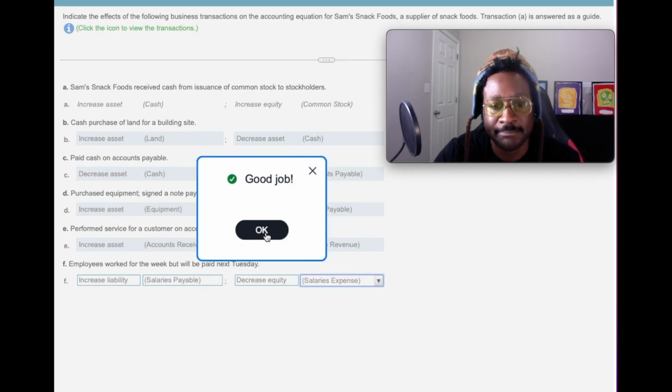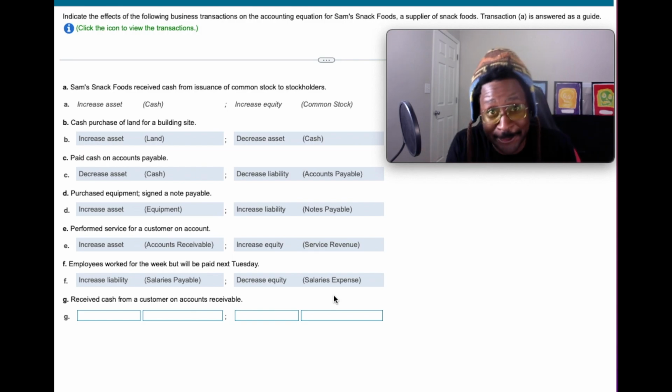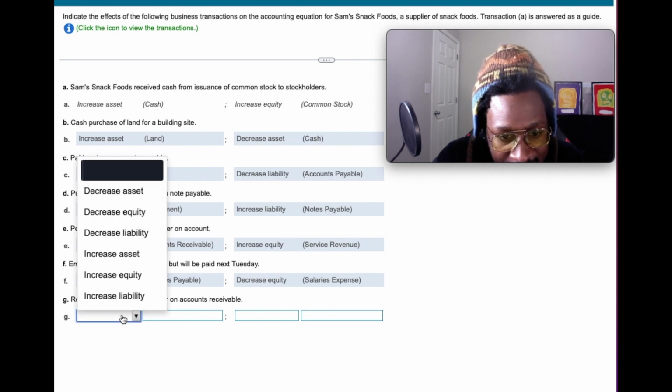Bada bing. Moving on. Receive cash from a customer on accounts receivable. What are the key words? Receive cash on account. Three key words. Receive cash is an easy one. It's a freebie, gang. We know cash is an asset, and it's going up. So we can go straight to that right now.